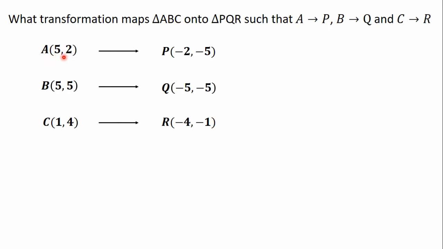Point A with coordinates (5, 2) will give us point P with coordinates (-2, -5). 5 is the x coordinate of A and 2 is the y coordinate of A. Point P is the image of A after it has undergone this transformation, and it has the coordinates (-2, -5). The y coordinate here is 2. The x coordinate here is -2. So to get the x coordinate of the image, we will have to negate the y coordinate of the point.